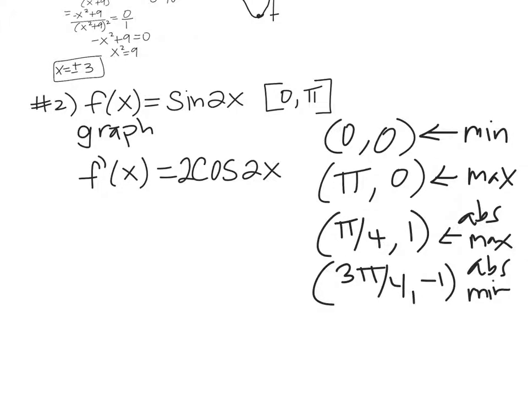Will this graph have an absolute max and an absolute min? Yes. Why? 2 reasons. Closed endpoints and a continuous line. Good. We're on a closed interval, and we know that that is a continuous function.